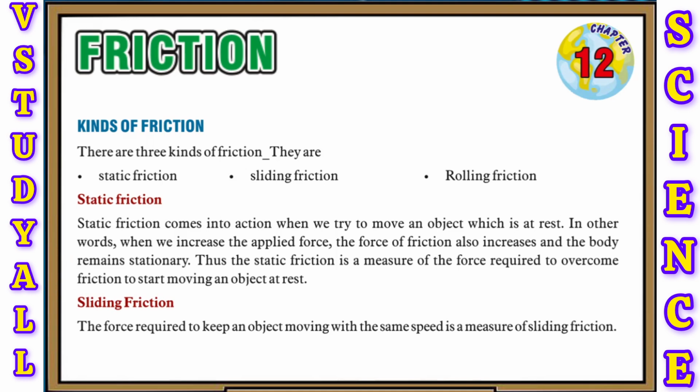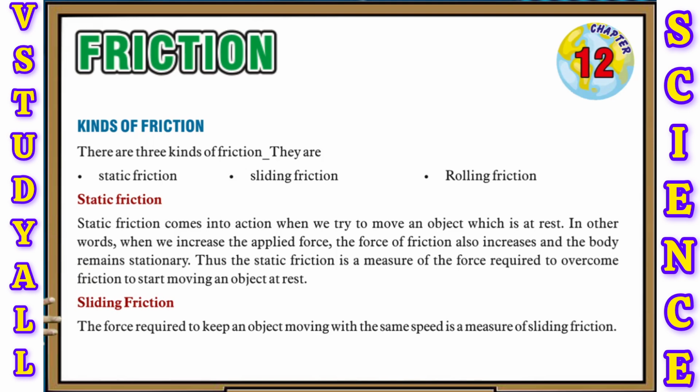Static friction comes into action when we try to move an object which is at rest. In other words, when we increase the applied force, the force of friction also increases and the body remains stationary. Thus, static friction is a measure of the force required to overcome friction to start moving an object at rest. So I hope you have understood what static friction is.